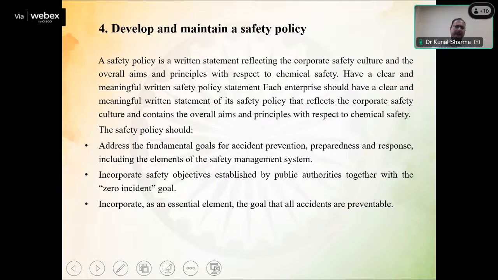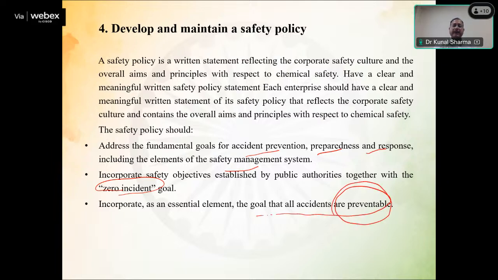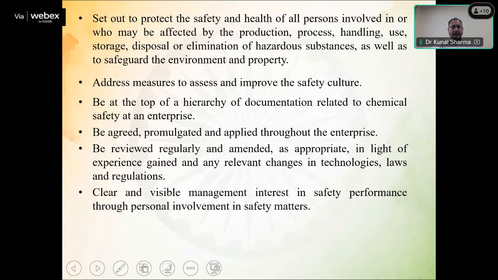Develop and maintain safety policy. Safety policy is a written statement, and it should have fundamental goals for accident prevention, preparedness, response, including the elements of safety management system. Incorporate safety objectives with the zero incident goal. Incorporate the essential element that all accidents are preventable. If we are able to think about this preventable part, we can easily understand what we want to deliver.